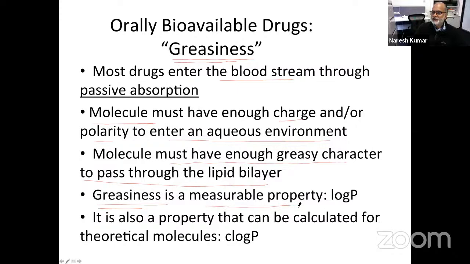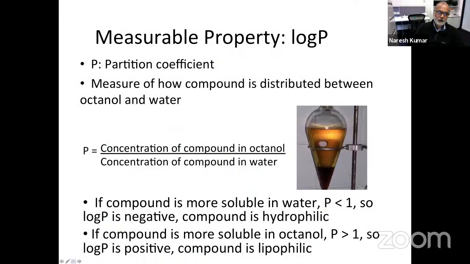And this greasiness is a measurable property. You can actually measure the greasiness of a molecule, and that is represented by a term called log P. And we'll see what log P is in a minute, and how we can measure or calculate the log P of a molecule. And can we set some rules which will allow us to predict whether a molecule is going to pass through the membrane or not? So it's a property that can be calculated for theoretical molecules. You can just draw a structure, and then you can calculate the log P value, or the greasiness, of a molecule. And how is that done experimentally?